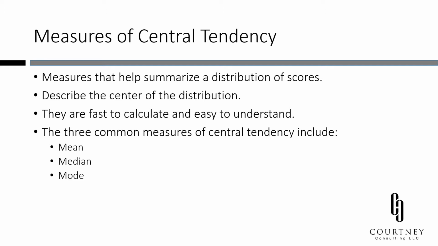These measures are part of a category of statistics we call descriptive statistics because they help you easily and quickly describe a set of student scores to stakeholders and allow for quick comparisons between groups. They are fast to calculate and easy to understand, making them a natural starting place for new data analysts. The three common measures of central tendency are mean, median, and mode.